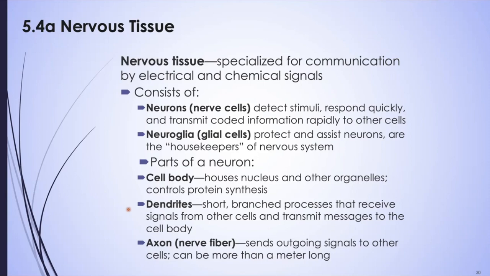And then the next thing is the axon. That message gets sent down the axon, which is also called a nerve fiber, sending an outgoing message to other cells. And your axons can be more than a meter long. They can be pretty long.